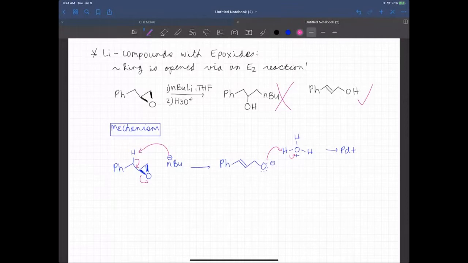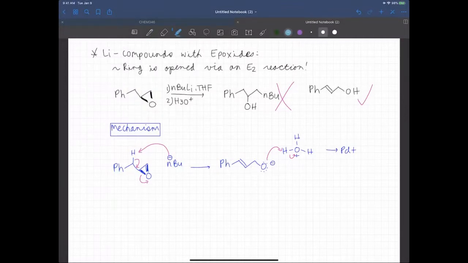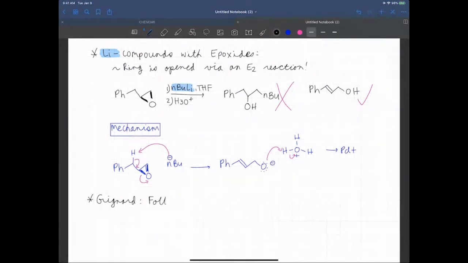So this is specific to lithium compounds. When you see alkyl halides with lithium on it, then you are going to encounter this situation. But if you had a Grignard, for example, they just follow basic conditions.